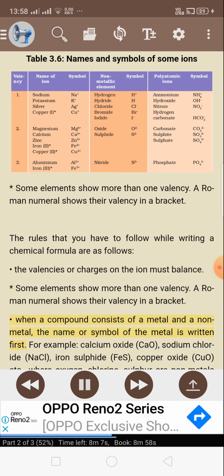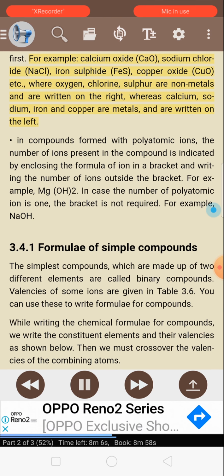When a compound consists of a metal and a non-metal, the name or symbol of the metal is written first. For example, calcium oxide, CaO, sodium chloride, NaCl, iron sulfide, FeS, copper oxide, CuO, etc., where oxygen, chlorine, sulfur are non-metals and are written on the right, whereas calcium, sodium, iron and copper are metals and are written on the left.